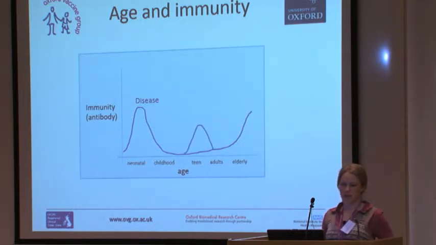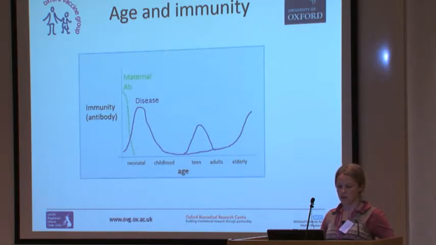The exception to that is in teenage years, where you also see a peak, or we used to see a peak, in disease caused by meningococcus. So you'd get outbreaks of meningococcal disease. And one of the reasons for these peaks in disease is related to your development of immunity.